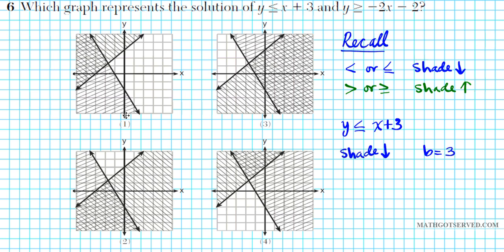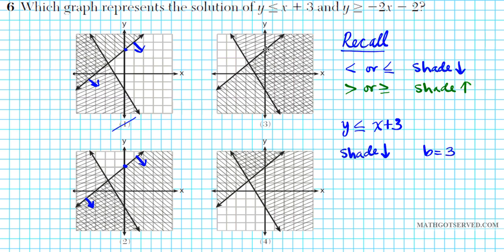Option 1, this is the line with the y-intercept of positive 3. The direction of the shading should be downwards. Is that what's shaded here? The answer is no, so we eliminate option number 1. Number 2, this is the same line with the y-intercept of positive 3. The direction of the shading should be downwards. That's the case here, so we keep this for consideration later.